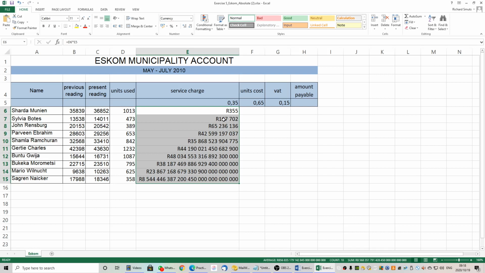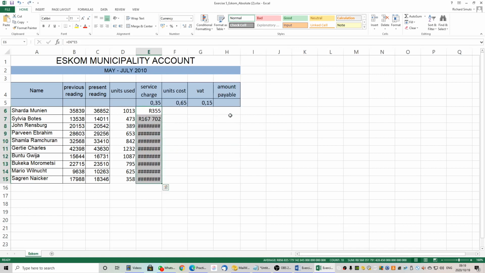So what is happening is it is using relative. So it first used 0.35, then it multiplied this by this, this by this. That is not what we want to do. We need to keep the 0.35 standing still.